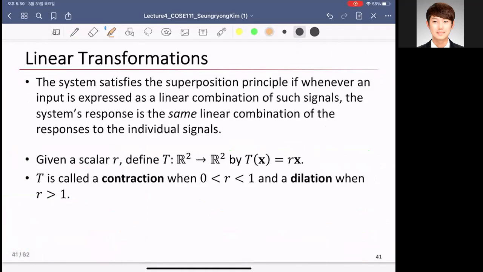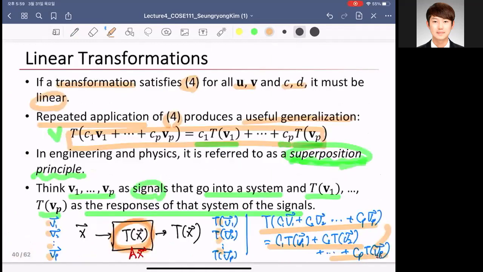Anyway, the system satisfies the superposition principle if whenever an input is expressed as a linear combination of signals, the system response is the same linear combination of the responses to the individual signals that I told you here.